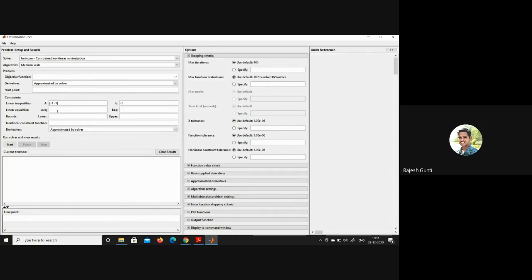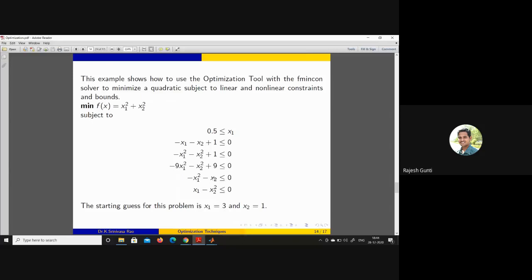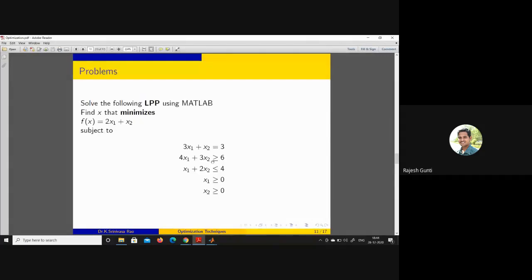Linear inequalities, linear equalities. There is no linear equality here. Am I correct? Linear equality means like this, previously: 3x1 plus x2 is equal to 3. That is a linear equality. 4x1 plus 3x2 greater than or equal to 6 is a linear inequality. x1 plus 2x2 less than or equal to 4, this is a linear inequality.